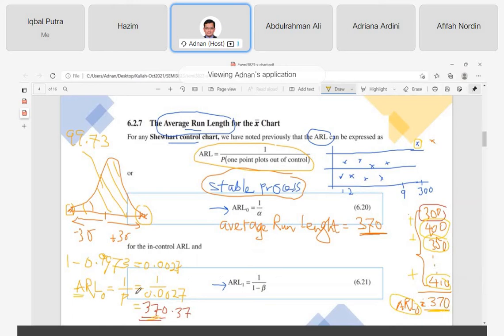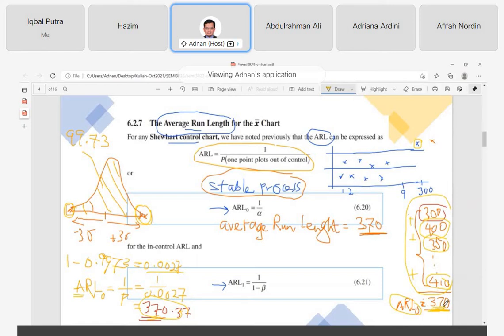This is the number. Theoretically, it is explained in terms of the area outside the control limit, which is 1 minus 0.9973, equal to 0.0027. Because the probability of being outside is p, the ARL is 1 over p, and finally we also get this number. If you test it in real life, you will get this. If you run a simulation using random numbers, we also get a number close to this, 370.